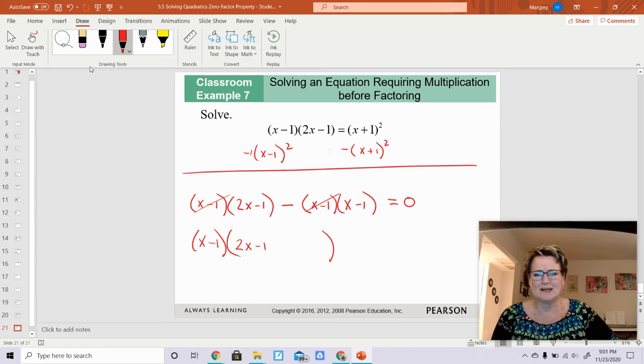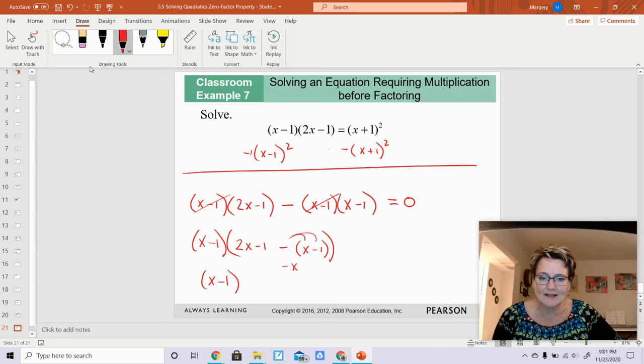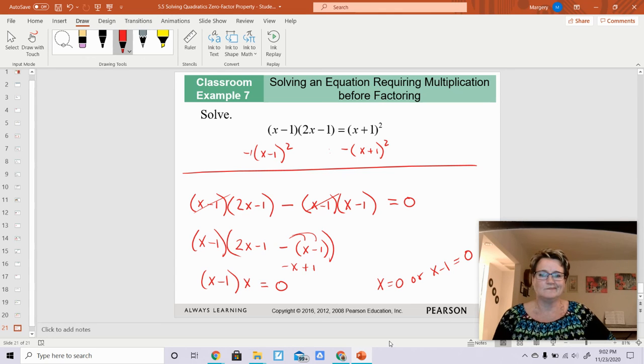not liking this very much. A minus x minus 1. So then I'm left with x minus 1. I'm going to distribute this. That gives me a negative x and a positive 1. The 1's cancel, and I'm left with x equals 0. So x would equal 0, or x minus 1 equals 0, which is 1. Okay, you guys, I believe I did that right.